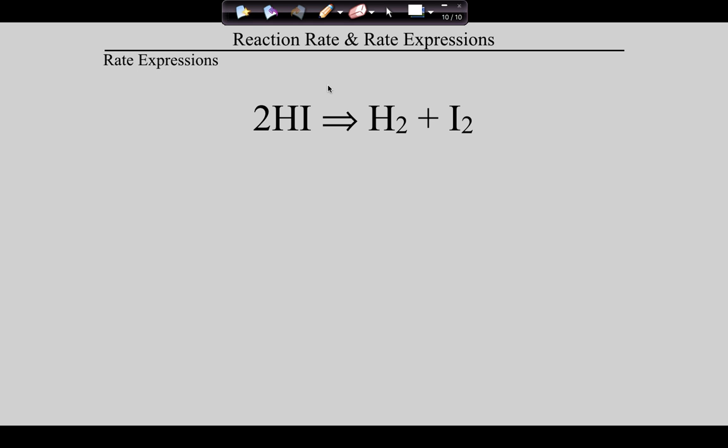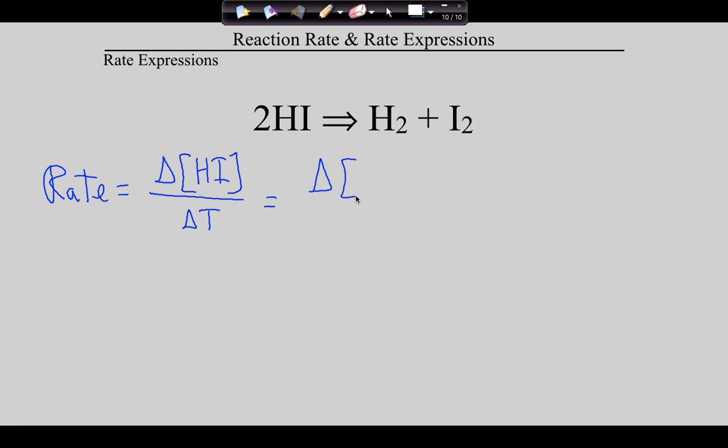You okay? Are you done? So guys, it goes like this. Rate is equal to the change in concentration of HI divided by change in time is equal to the change in concentration of I2 divided by change in time is equal to the change in concentration of H2. I guess I should keep these in order. H2, and then the change in concentration of I2 divided by the change in time.